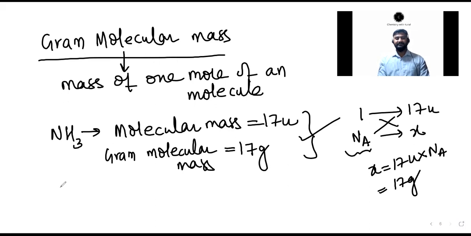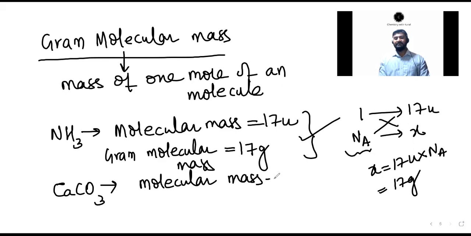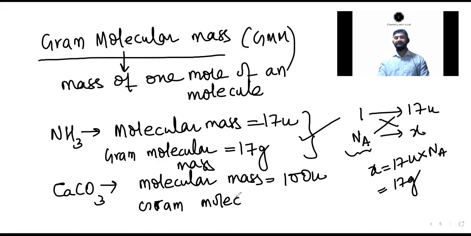Okay, one more example, then we'll wind up for now. CaCO3. What is its molecular weight? Molecular weight will be 100 U. Excellent. But what is its gram molecular weight or gram molecular mass? That will be 100 grams.